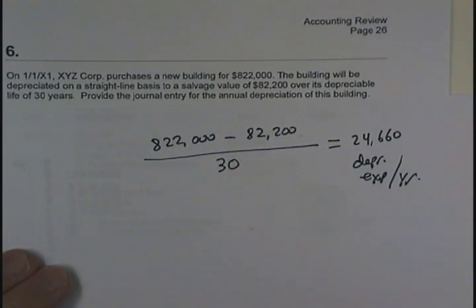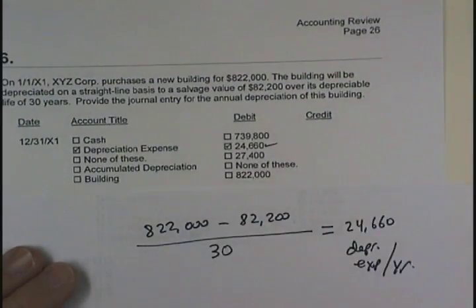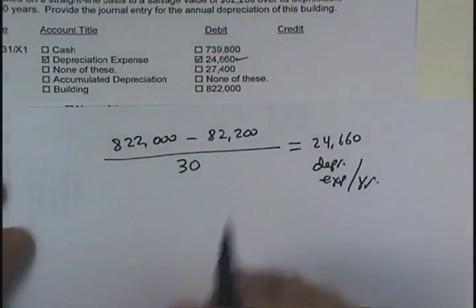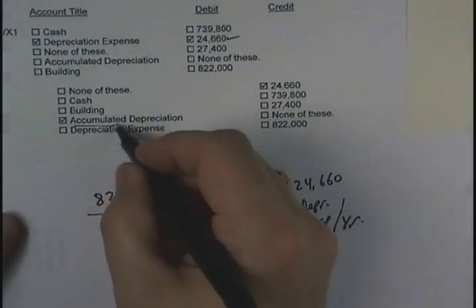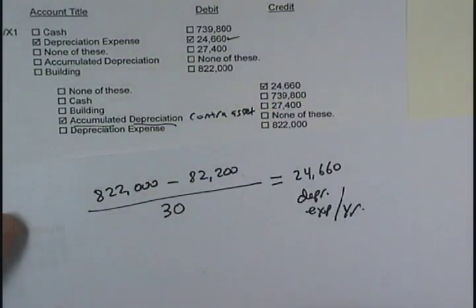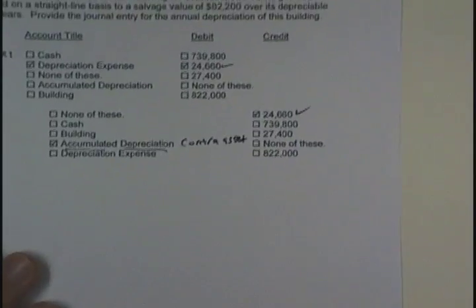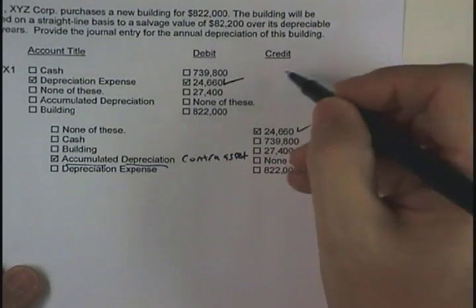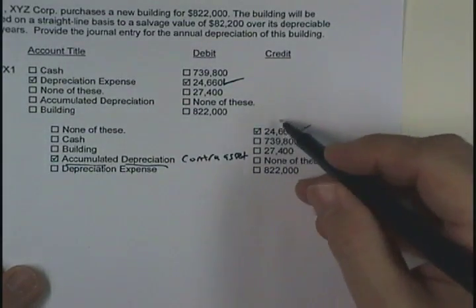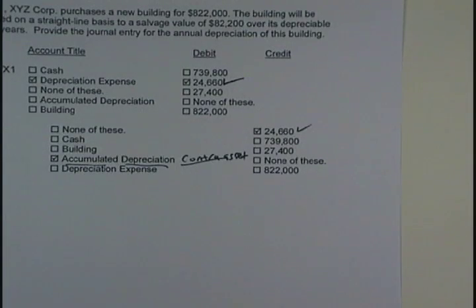We'll record that by debiting the expense, depreciation expense, to increase that expense by $24,660, and then we will likewise credit for $24,660 the accumulated depreciation account, that contra asset account that goes against the building account for the same $24,660 each year. So we are increasing the expense, showing that the building is being used up, and we're increasing the depreciation accumulated against the building by using that contra asset accumulated depreciation account.